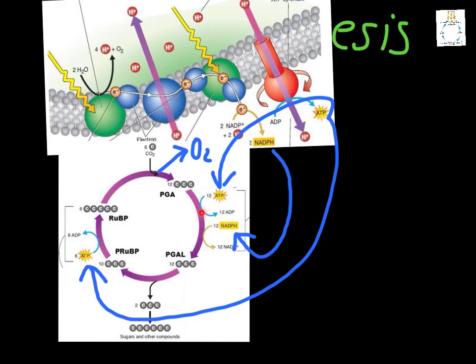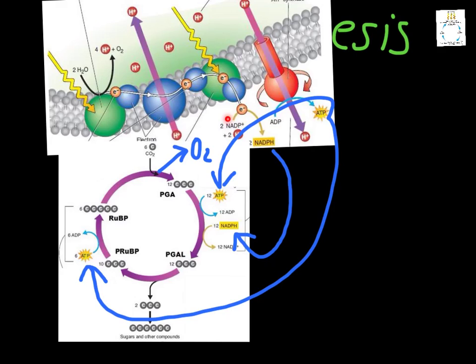The final thing to look at then is where some of these products go at the end. Where do the ADP and our NADP plus go? And remember, they're going back to the light-dependent reactions. That becomes this ADP and this NADP plus that eventually get recharged and then return to the Calvin cycle.